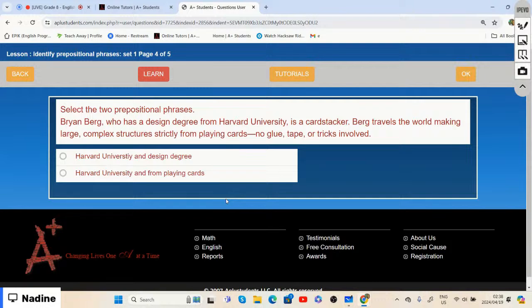Brian Berg, who has a design degree from Harvard University, is a card stacker. Berg travels the world making large, complex structures strictly from playing cards, no glue, tape, or tricks involved. We need to select the two prepositional phrases. Is it Harvard University and design degree, or Harvard University and from playing cards?